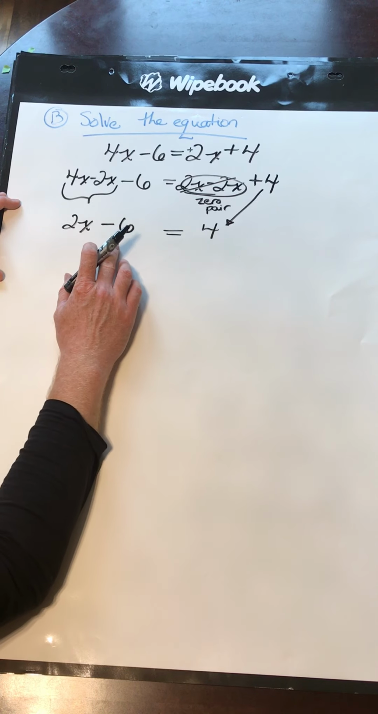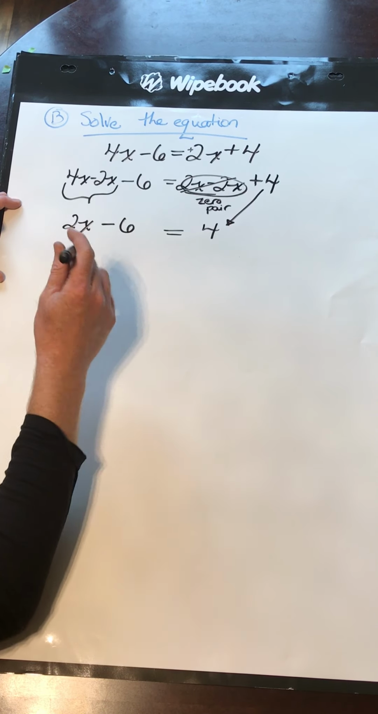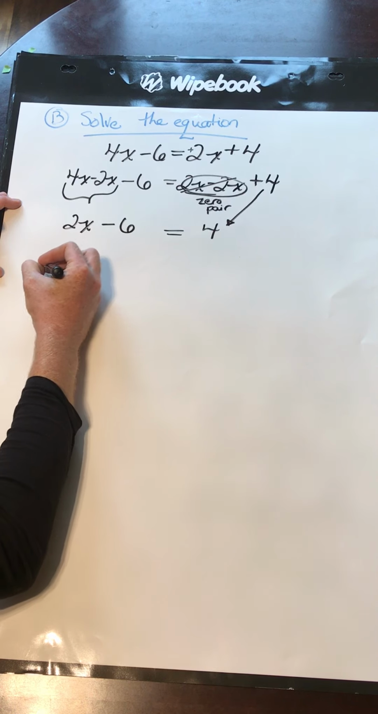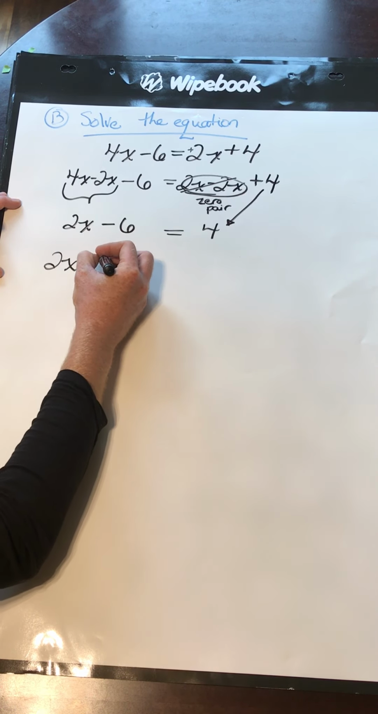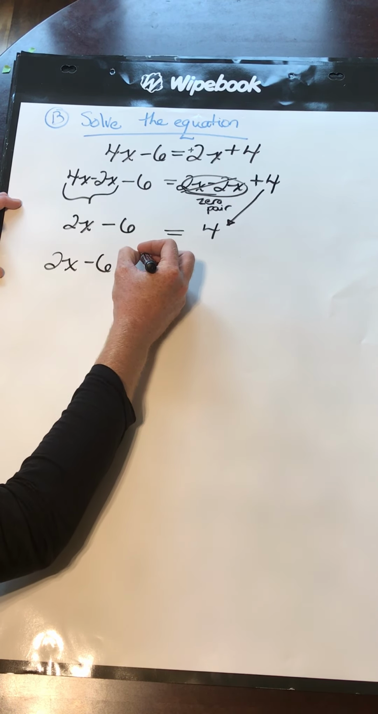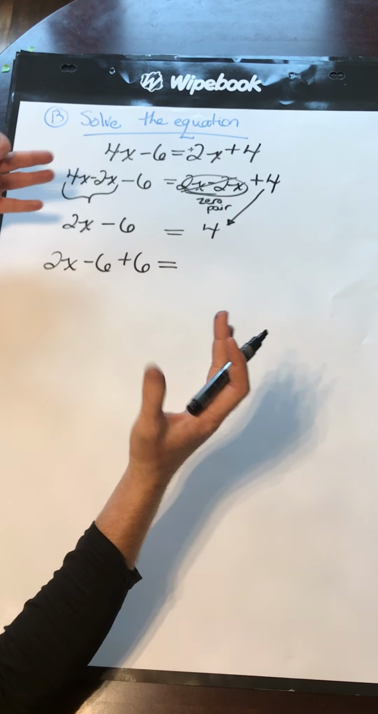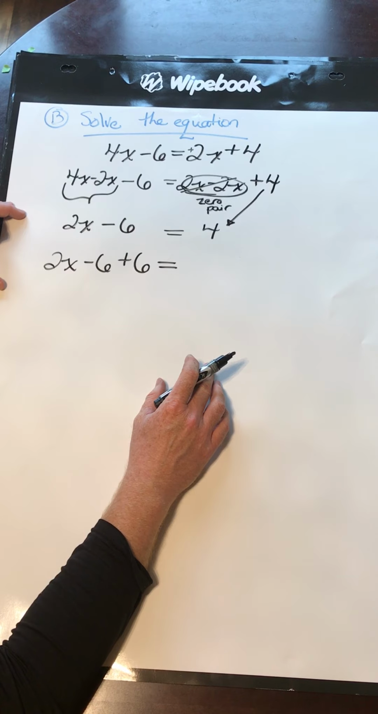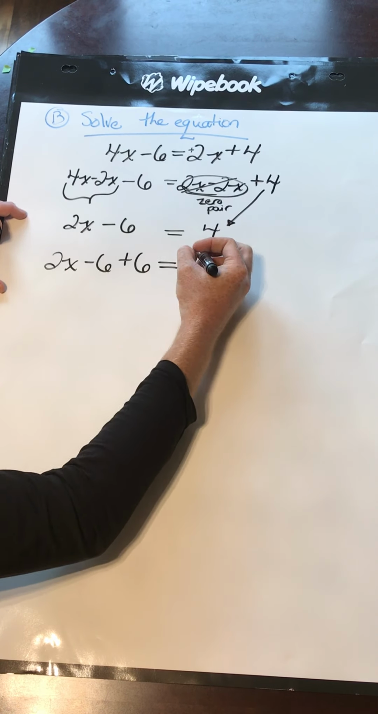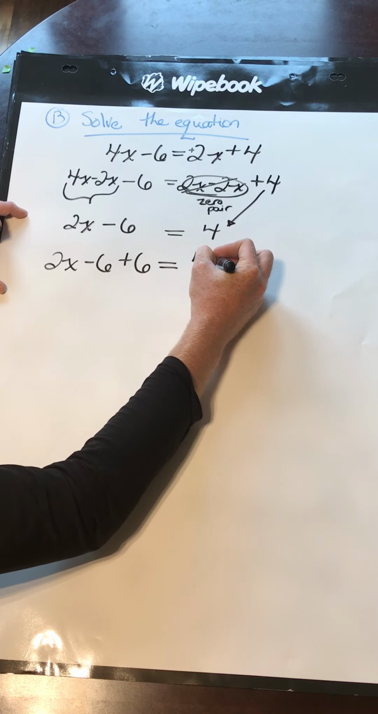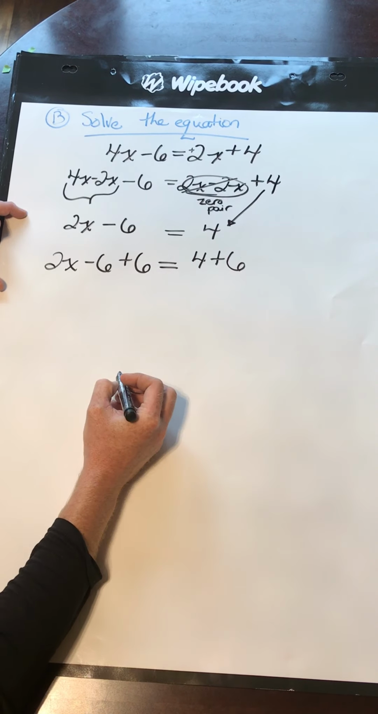Well, I'm going to remove it by using the inverse operation, which is the same as making a zero pair, and the inverse of negative 6 is positive 6. So I'm going to add positive 6 to the left side. But in order to keep everything balanced, I must also add it to the right side. So I add it to the right side. 4 plus 6. And I simplify.